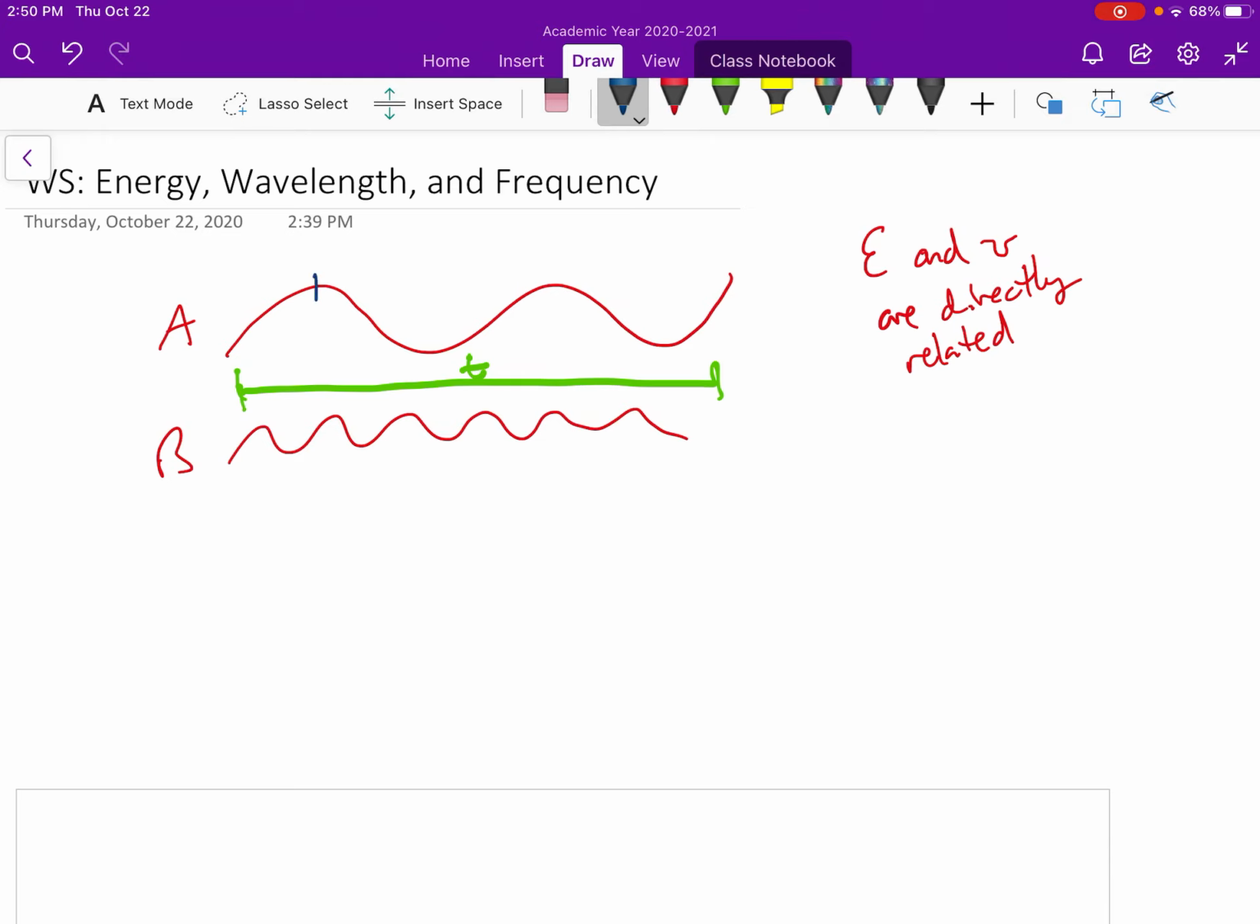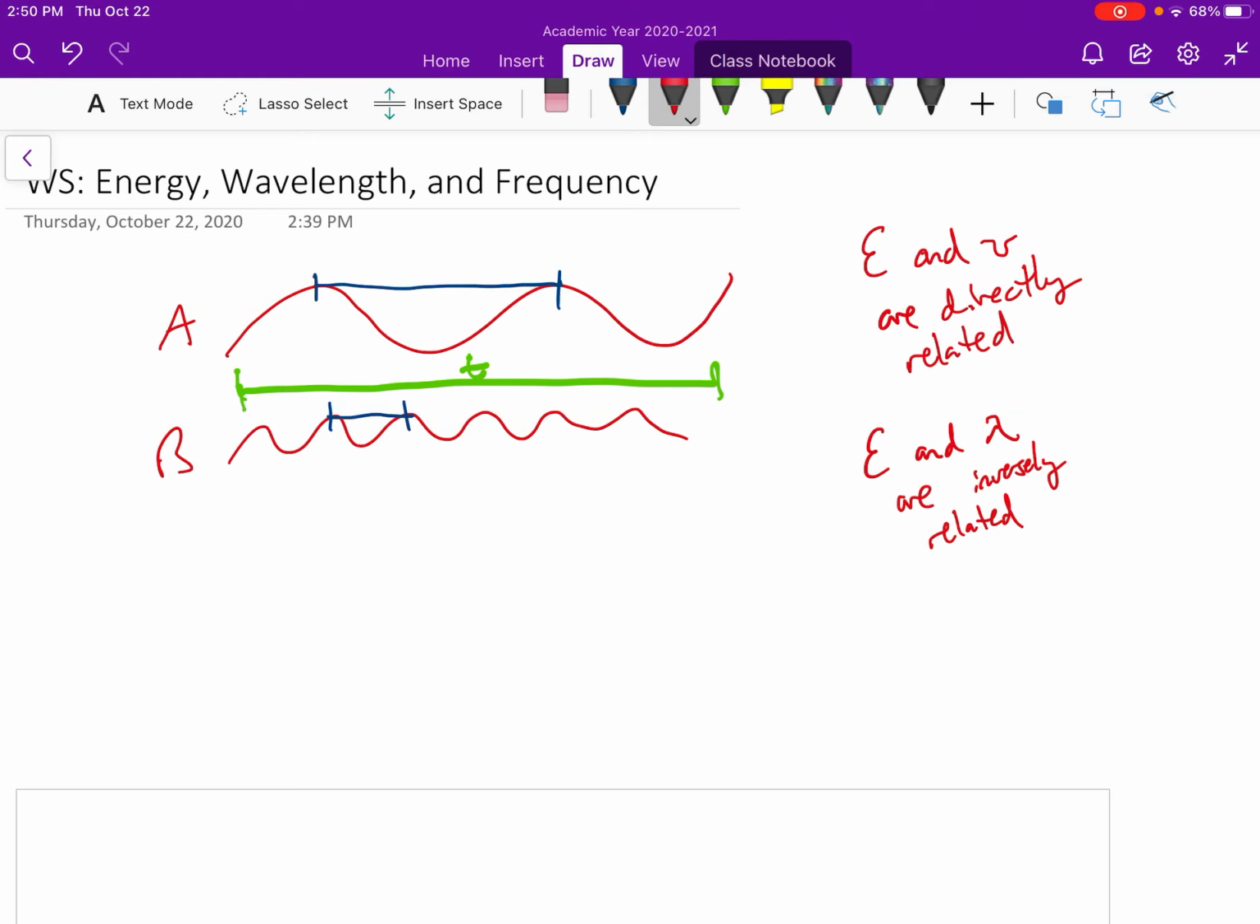That's where we go peak to peak, and we actually measure the distance between the peaks. So how does that correspond to energy? The wave A has a bigger wavelength, but it has a smaller energy. And so we would say that those are not directly related. Those are, in fact, inversely related. So energy and wavelength, whose symbol is lambda, are inversely related, meaning as one gets bigger, the other gets smaller.